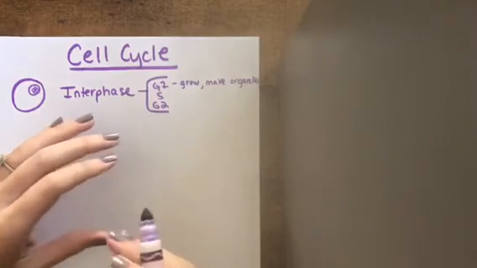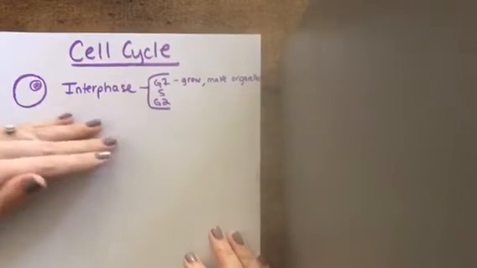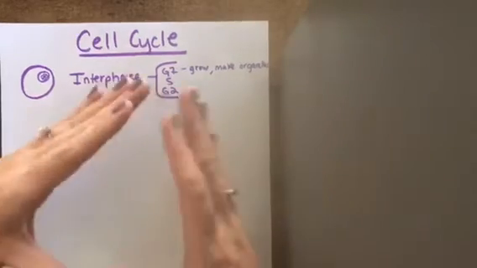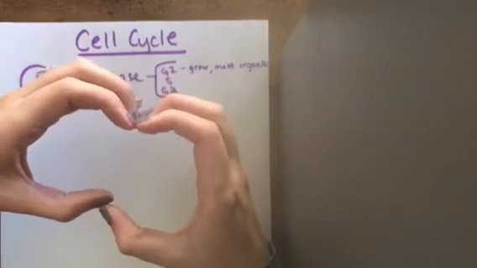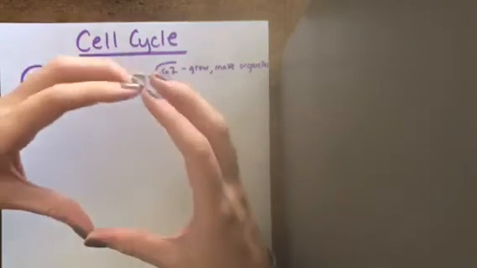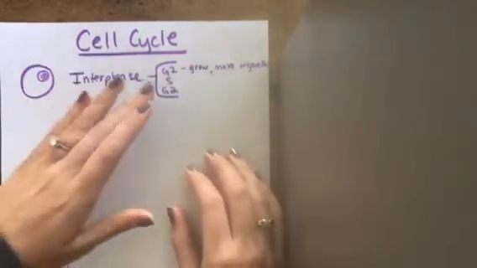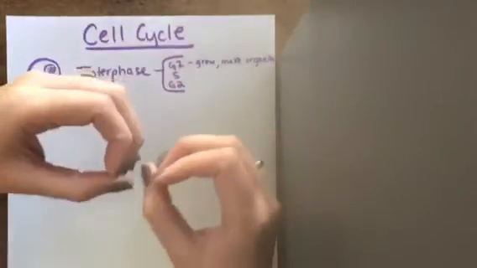Now remember, the whole point of interphase is to get ready for that cell to divide. So throughout the cell cycle, what's going to happen? It's going to live most of its time in interphase. Then this one cell is going to start to pinch in, and it's going to become two different cells. So we need to make more organelles so that each cell has enough mitochondria or enough ribosomes so that cell can function.